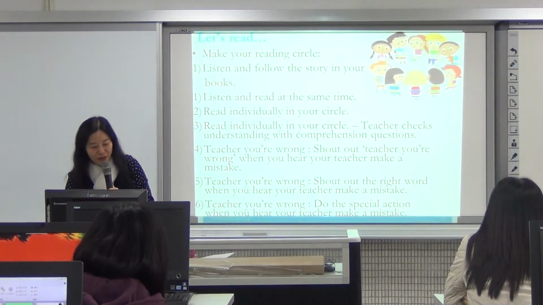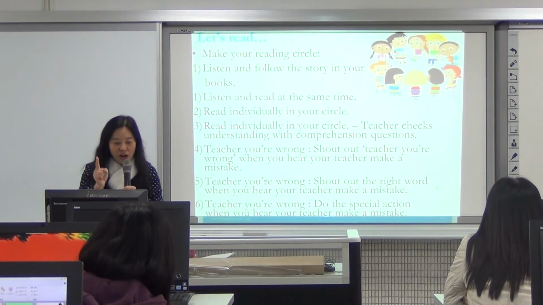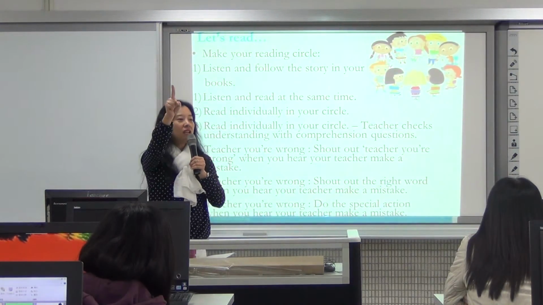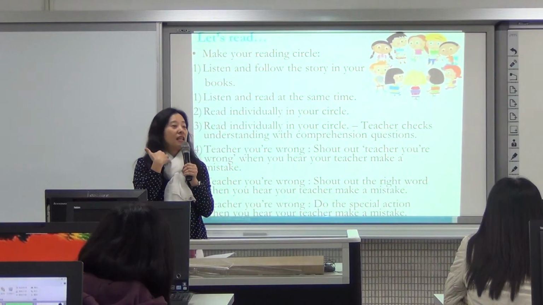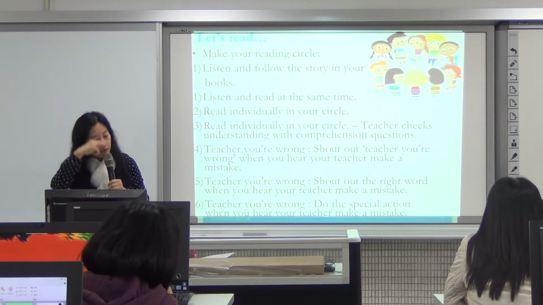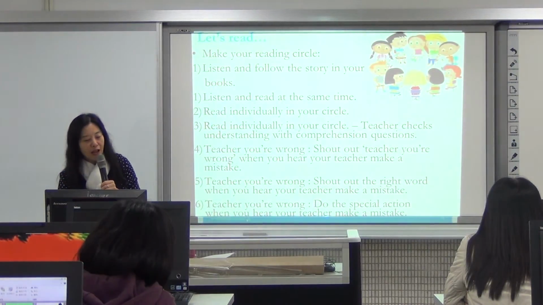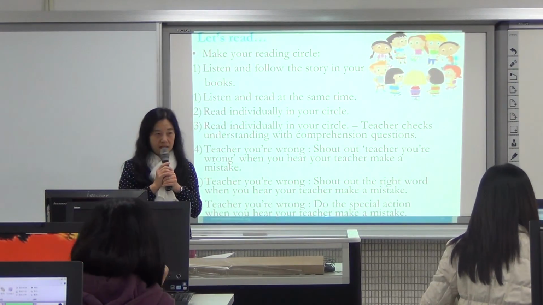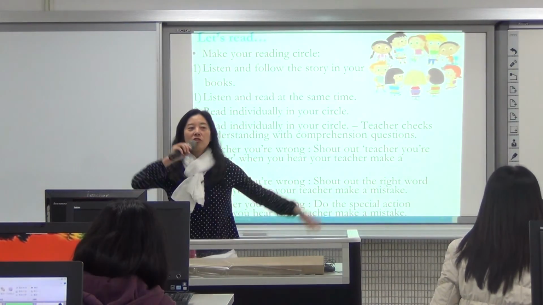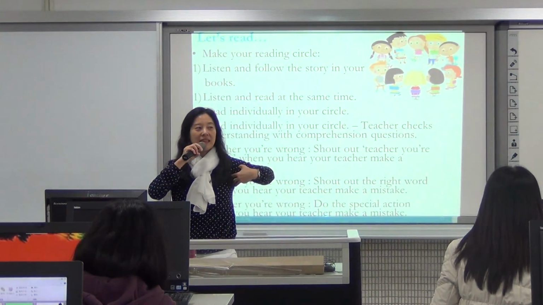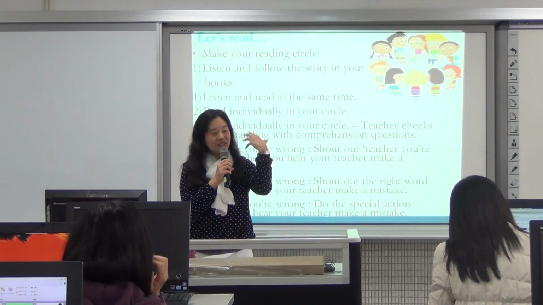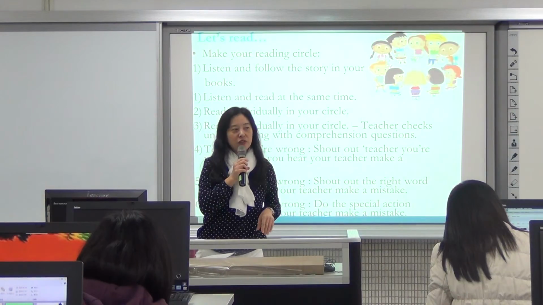And then the second stage, teacher, you're wrong. They shout out the right word. They say, teacher, you're wrong, and they shout out she, because I said he, okay? And the third stage is, teacher, you're wrong. Do a special action when you hear the teacher make a mistake. So whenever you hear the teacher make a mistake, you jump up, you scratch like a monkey, and then say, teacher, you're wrong, okay? So you design the action, and the students will follow you, okay?